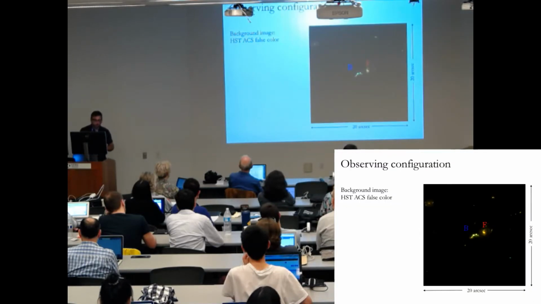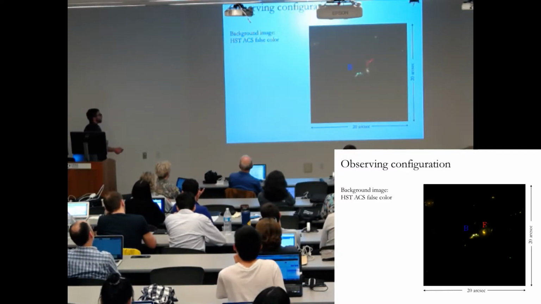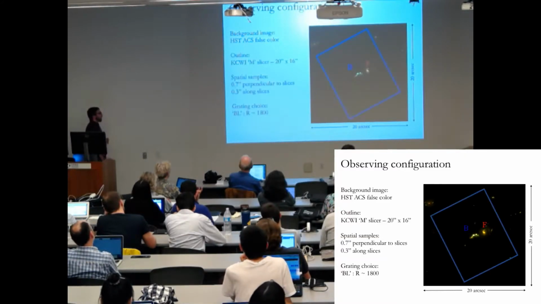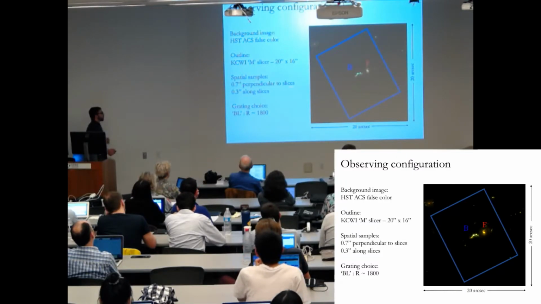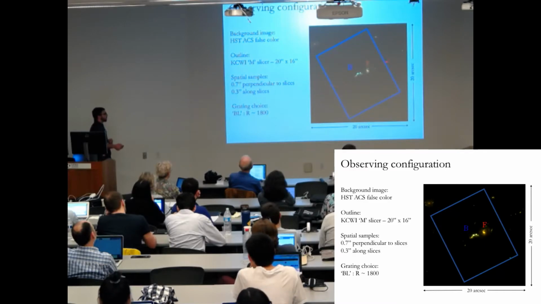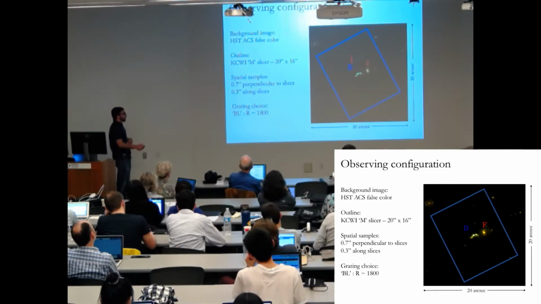Okay, so this is an HST false color image showing just these two galaxies. I'll now superimpose the KCWI footprint. We're using the M slicer here. This is 20 arc seconds by 16 arc seconds. The slicers will go this way, so we're sampling 0.7 arc seconds going this direction, and then 0.3 arc seconds going this direction. So this is intended to be oriented so that we have the minor axis of this galaxy here.